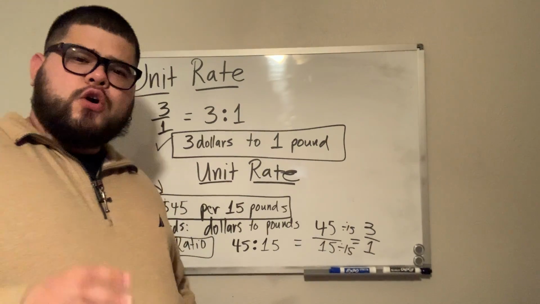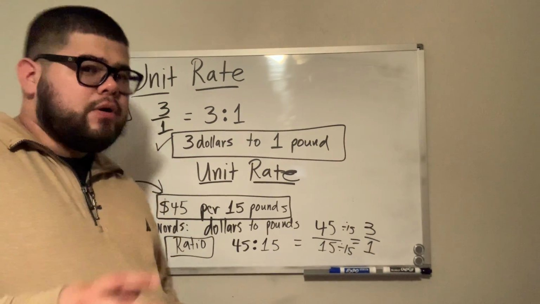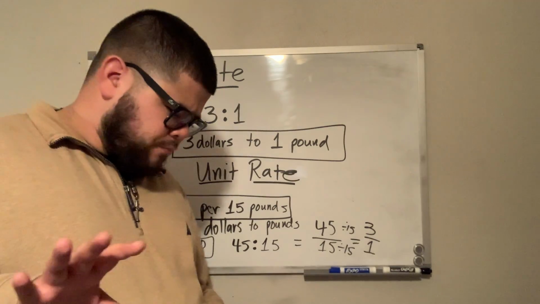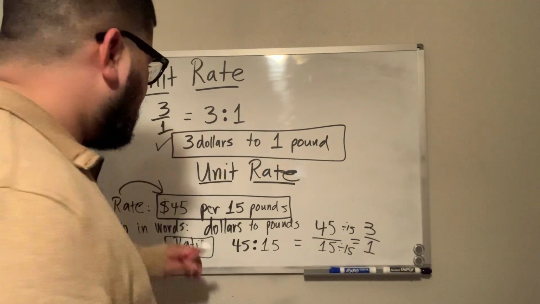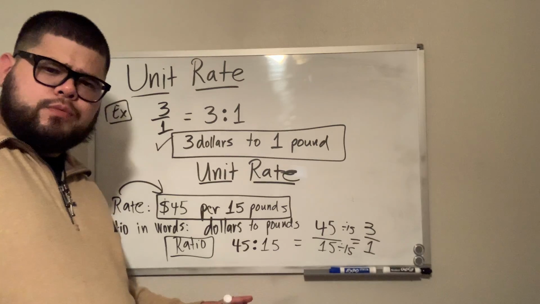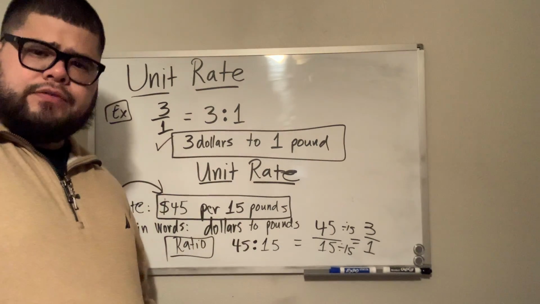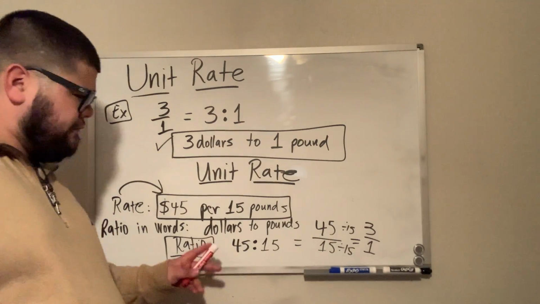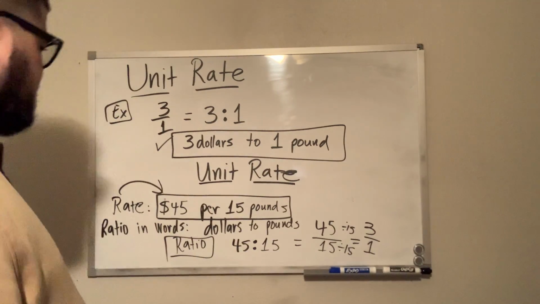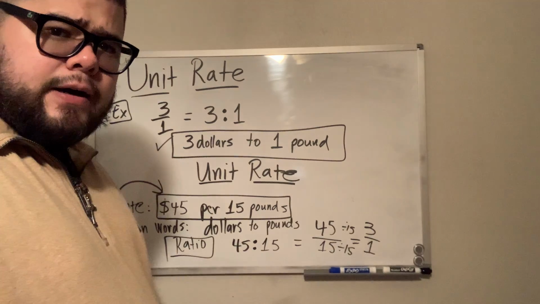Hey class, we're gonna go ahead and wrap up unit rates. The way we're gonna wrap it up is we're gonna go through a more complicated example than what we talked about. Again, before this first example, we talked about $45 per 15 pounds of fajita meat, right? In that first example. Now we're gonna go through a little bit more complicated example using decimals.